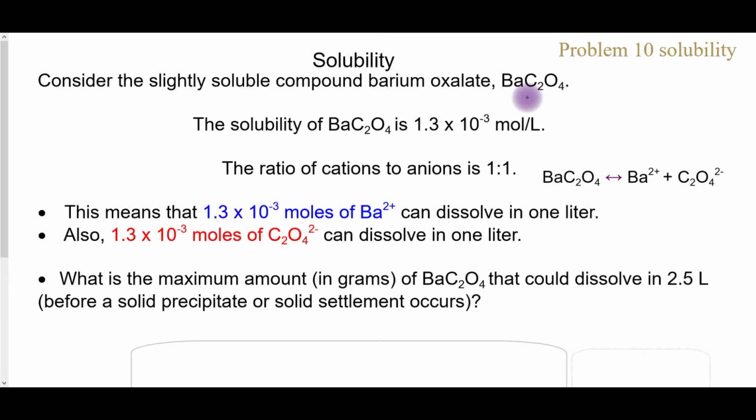The solubility of barium oxalate is 1.3 times 10 to the negative third molar. We have one cation and one anion, so when it dissociates, there's one of each. When I dissolve in a liter of water, I can dissolve 1.3 times 10 to the negative third moles of barium. Because it's a one-to-one relationship, 1.3 times 10 to the negative third moles of oxalate can also dissolve in 1 liter. Let's try a simple problem.